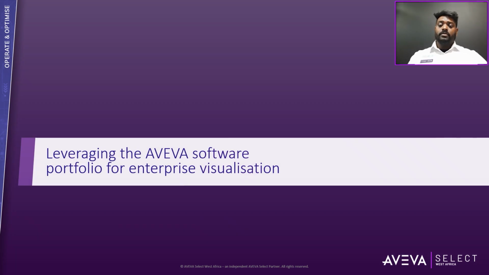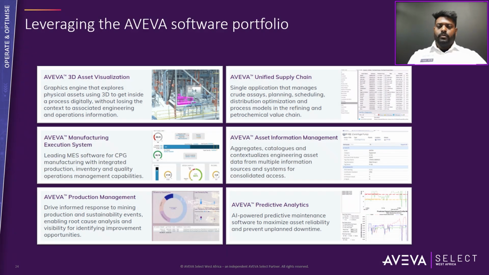A wide variety of information can be consolidated through AVEVA Unified Operations Centre, including third-party data sources and other purpose-built AVEVA software products. Let's take a look at a few of them. UOC can be integrated with AVEVA 3D asset visualization, a graphics engine that explores physical assets using 3D to get inside a process digitally, without losing the context to associated engineering and operation information.